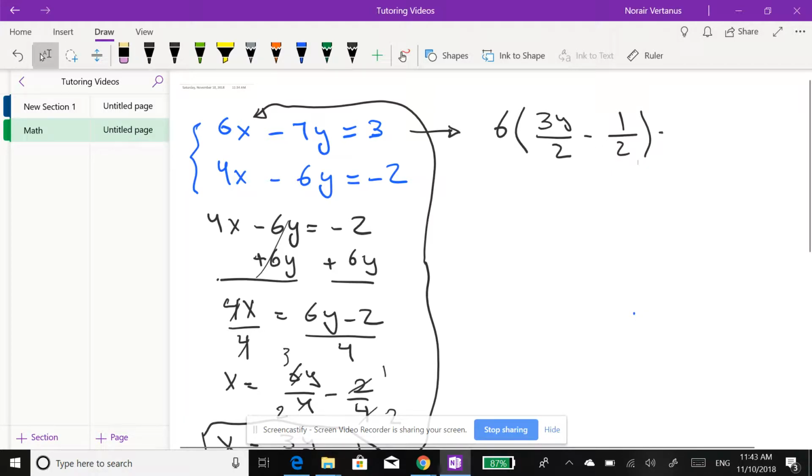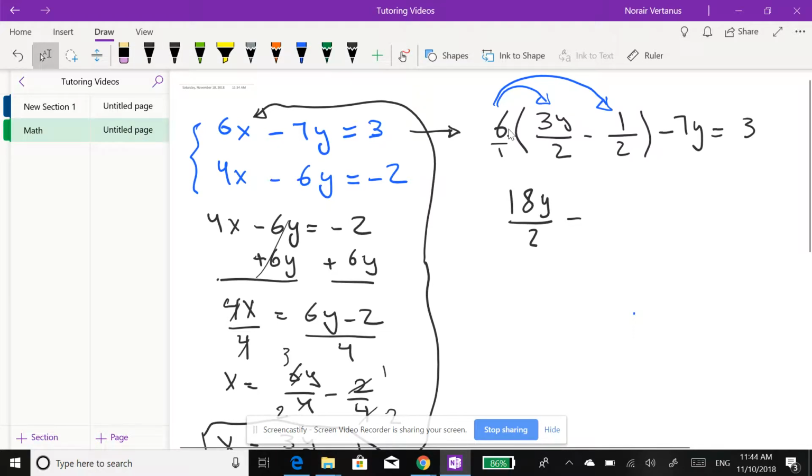So that's 6x minus 7y equal to 3, right? And then here, it's 6 multiplied by this parentheses. So you need to use the distribution technique to distribute 6 inside the parentheses. You multiply 6 by 3y over 2. 6 times 3 is 18, 1 times 2 is 2. So 18 over 2, which can be simplified again.